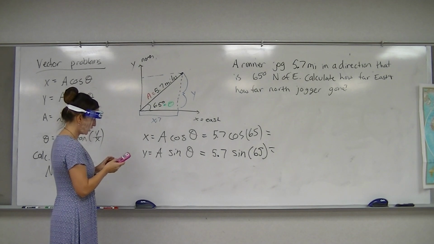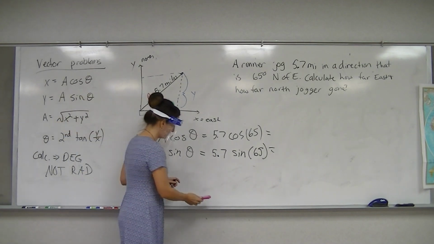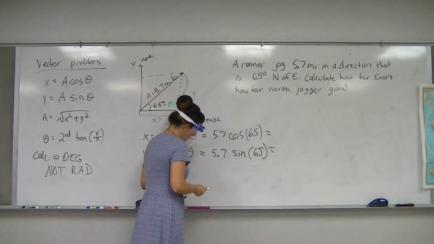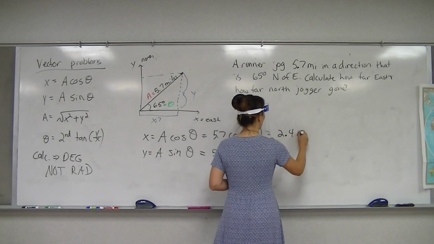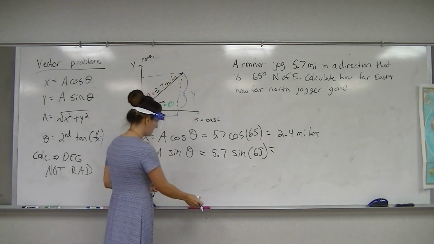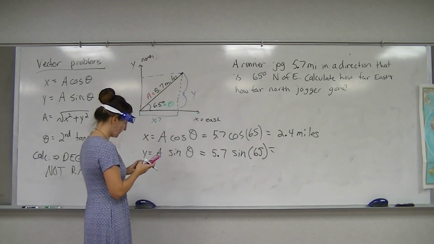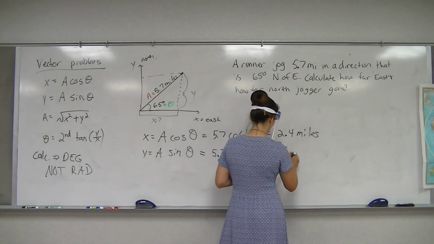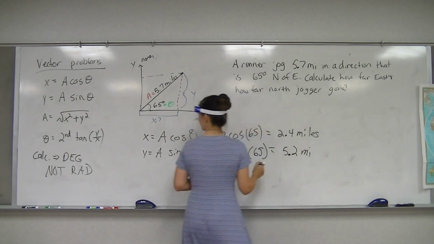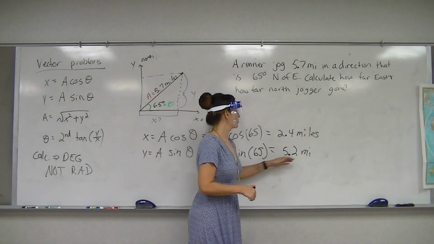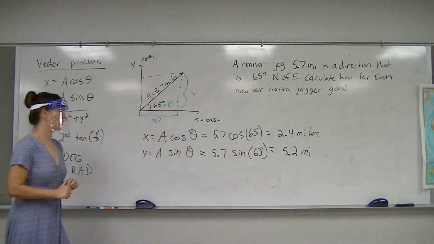So 5.7 cosine 65 gives me, and I want two sig figs, 2.4. So it's going to be 2.4 miles in the x direction. So how much in the y? 5.7 sine 65. If you are not getting the same answers as me, it's probably because your calculator is not in degrees. Okay? You're entering it the same way and getting the wrong answer because it's in radians instead of degrees. So you should be getting, rounding up, 5.2 miles for the y component.